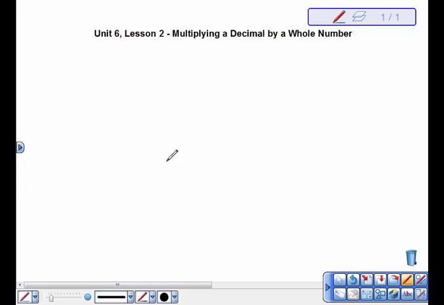What if I do 0.21 times 35? All right, so what I'm going to do first is ignore that decimal point. I'm going to pretend it's not there, and I'm going to multiply 21 times 35. So let's multiply 21 times 35.